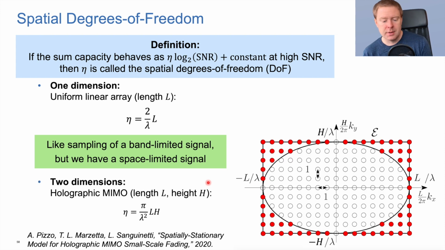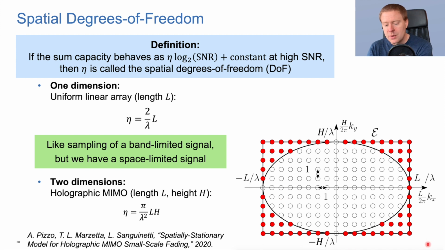And in 2 dimensions, if we have a 2-dimensional array, which is what holographic MIMO is really about, and essentially all types of antenna arrays that are used in reality nowadays are also 2-dimensional, then if we have a length L and a height h, one might expect that we will get L times h, multiplied with 2 over lambda, and square that as well. But that is not what we are getting. Instead, we get pi divided by lambda squared times L times h.